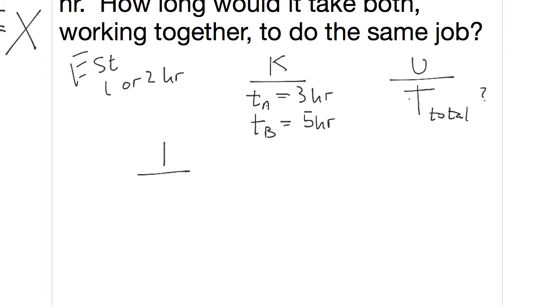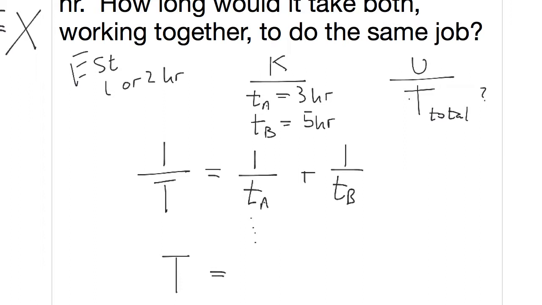1 over the total time is going to equal 1 over time A plus 1 over time B, dot, dot, dot. If you know the structure, then you can just say that the total time is going to equal time A times time B over time A plus time B.